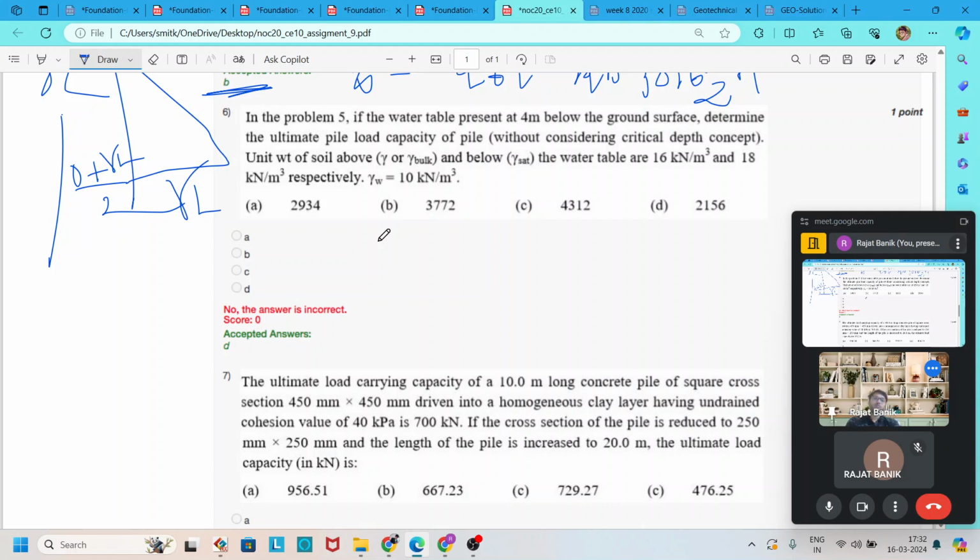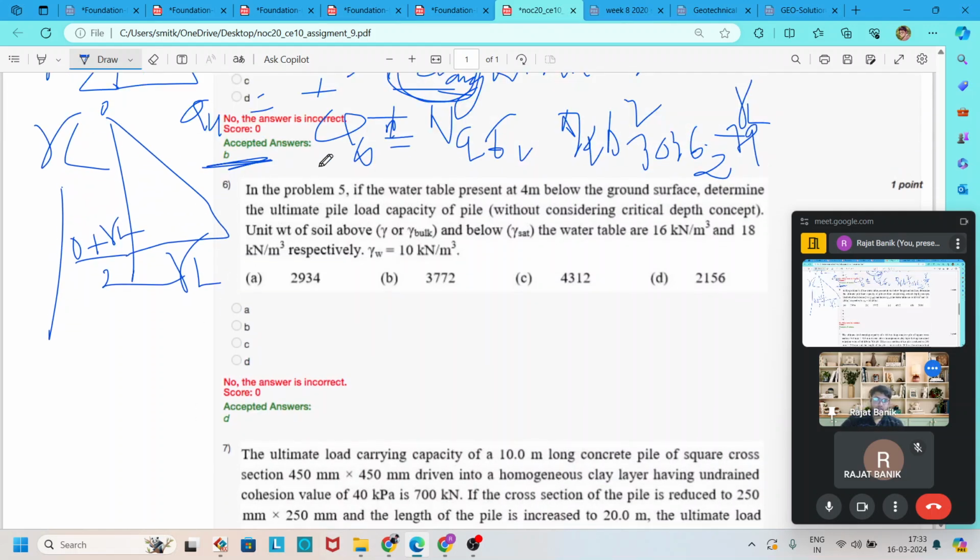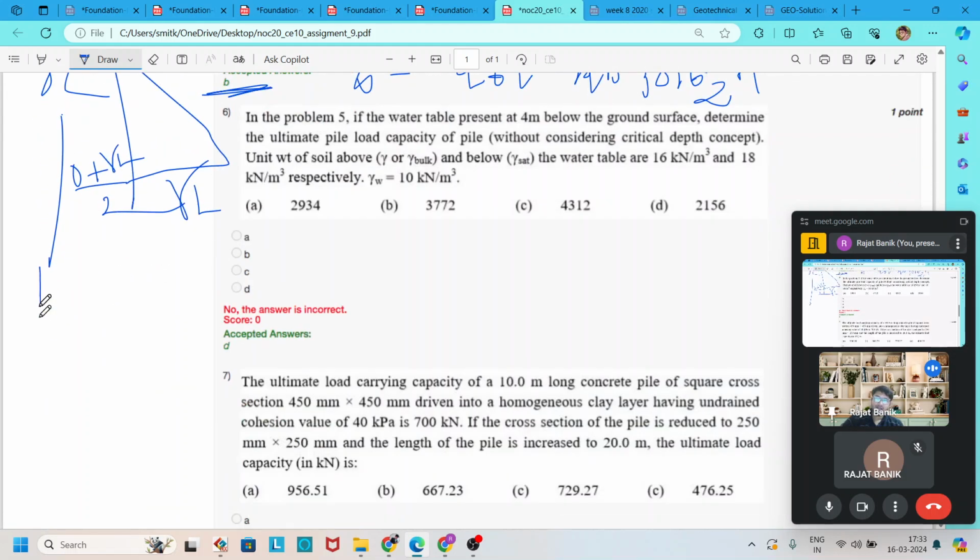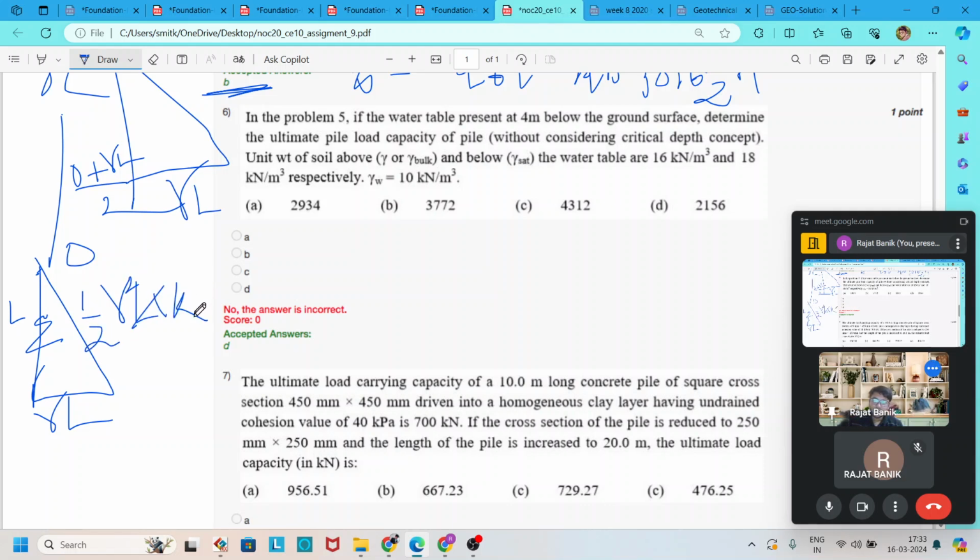Now we move on to question number 6. But another way we can solve question number 5 is to find the area of this diagram. Here it is 0, here it is gamma into L, so the area is half gamma L squared. Then multiply by the earth pressure coefficient K, then multiply by the friction coefficient tan delta, and then multiply by the perimeter of the pile, pi d.